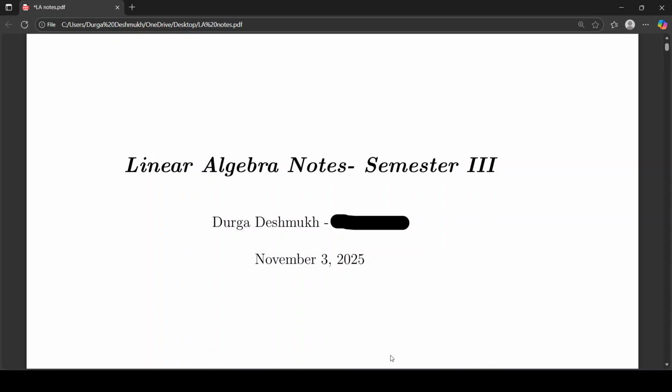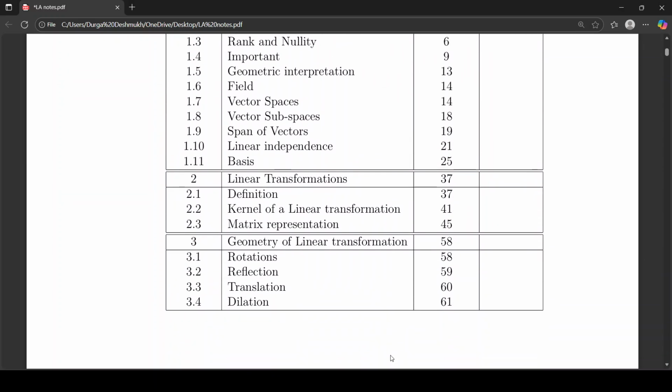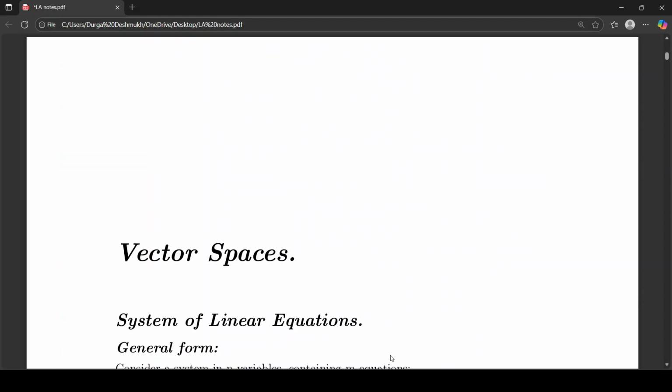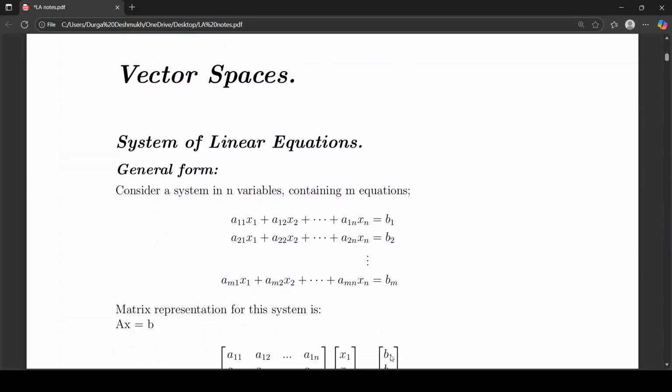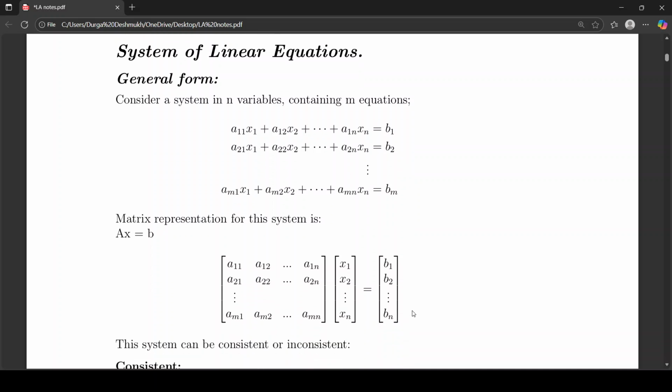This playlist will contain these topics. Let's start with vector spaces. So consider a system in n variables which contains m equations. It can be represented using matrices as Ax = B, where A is the matrix of coefficients, x is for variables and B is for constants.